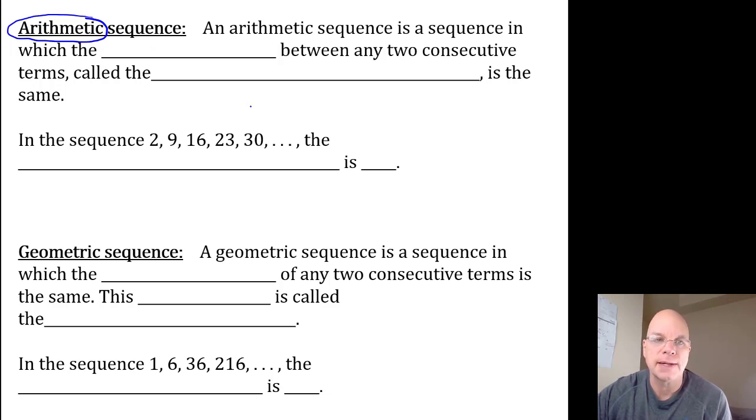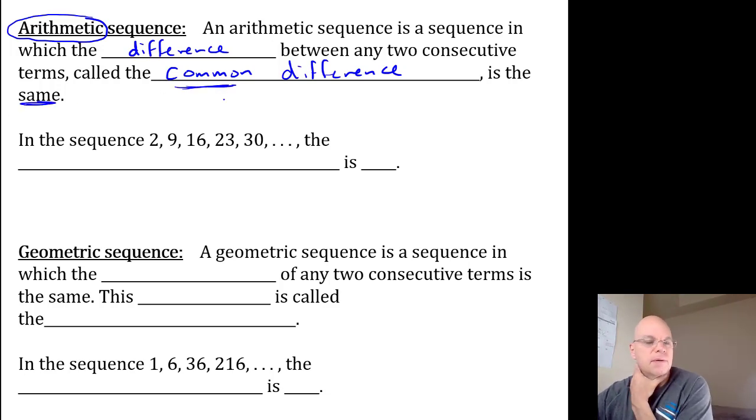So an arithmetic sequence is a sequence in which the difference, fill these in, the difference between any two consecutive terms, called the common difference, is the same. And that's what common means, shared, right? So they have the same difference.